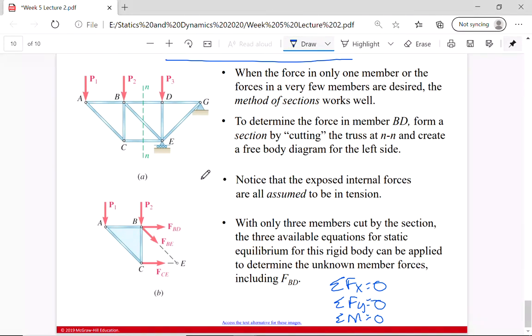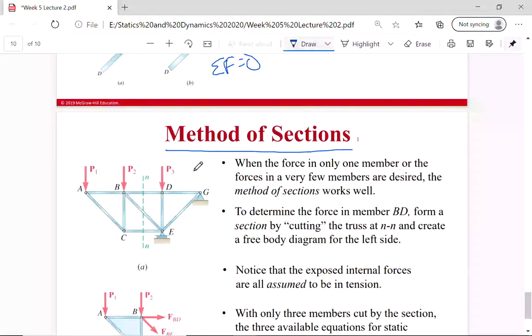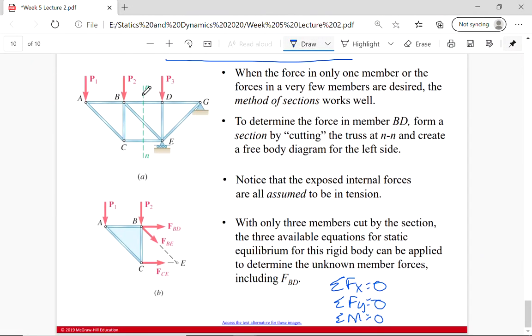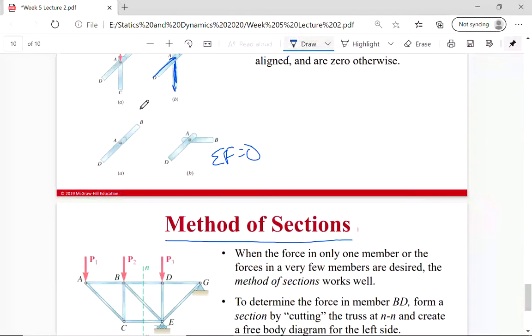Okay, so that's looking at trusses. We can use either the method of sections or the method of joints. The method of sections is a little faster if you're only looking for one or a few values. The method of joints is faster if you need to find all of them.